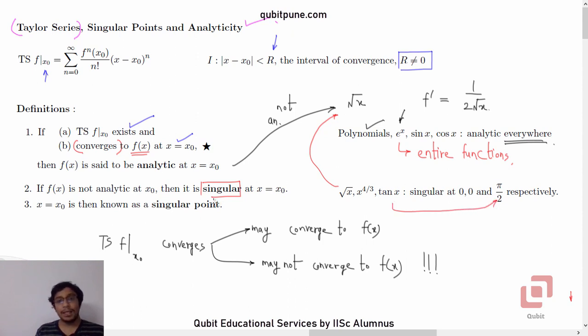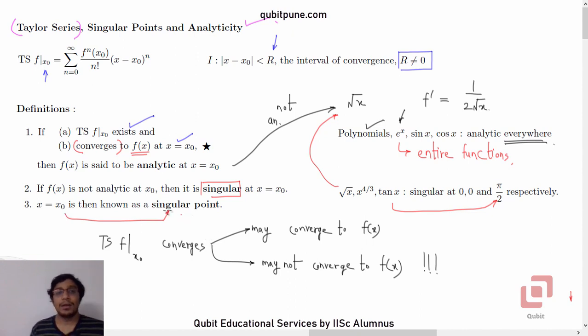Okay. Now, although we say singular point, points are never singular. Okay, the function is singular. Okay, but usually we use the terminology or the term singular point. So if f is not analytic at x naught, that particular point is known as a singular point.